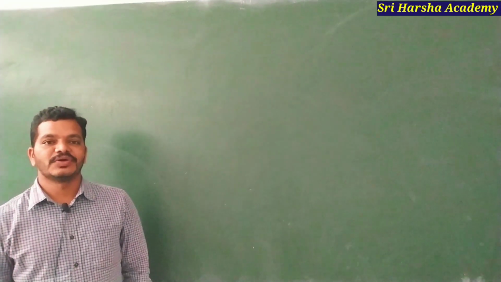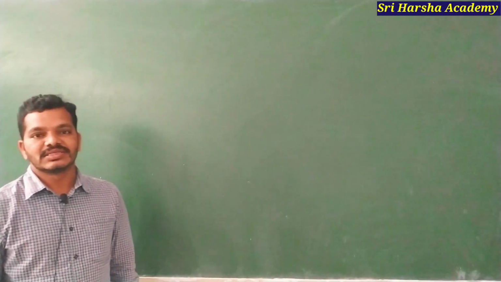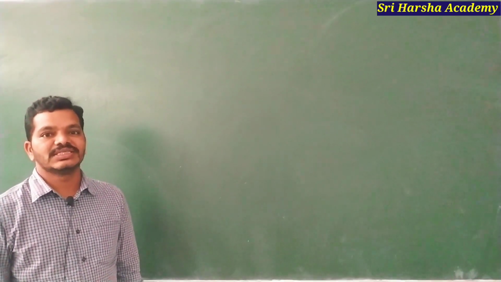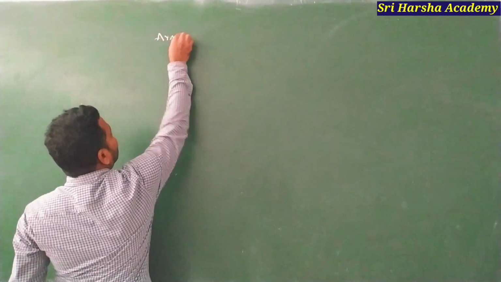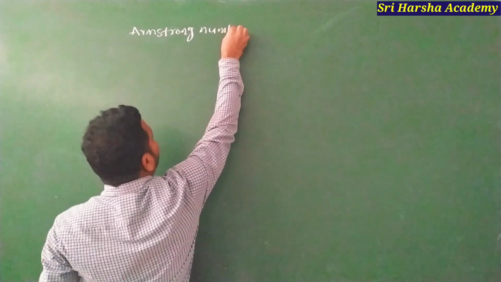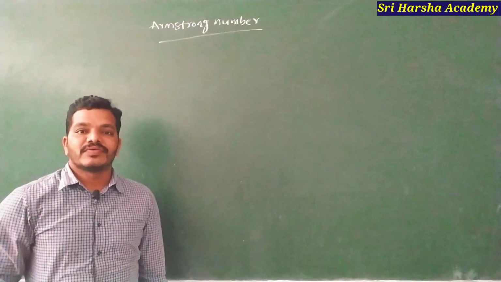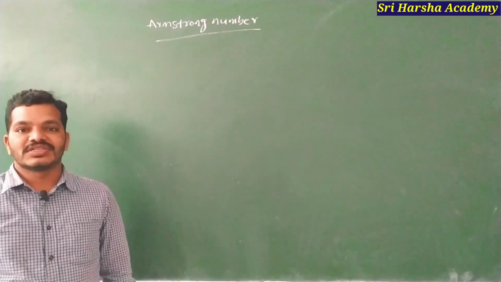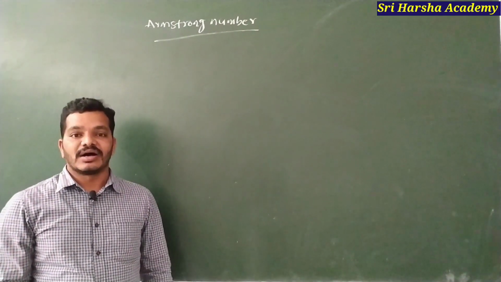In this session we are going to discuss the Armstrong number using C++ logic code. Before that we should know what an Armstrong number is. An Armstrong number is a number where the sum of the cubes of its individual digits equals the same number. Then that number is called an Armstrong number.